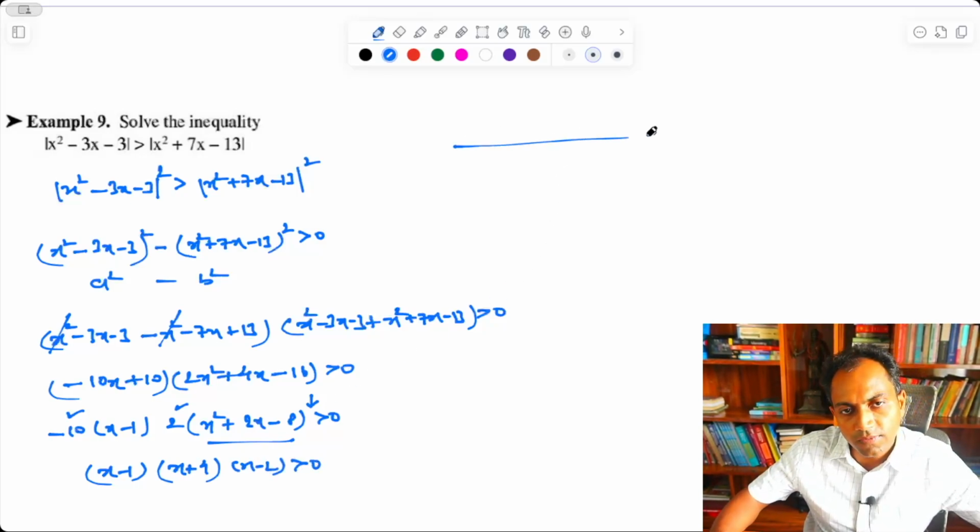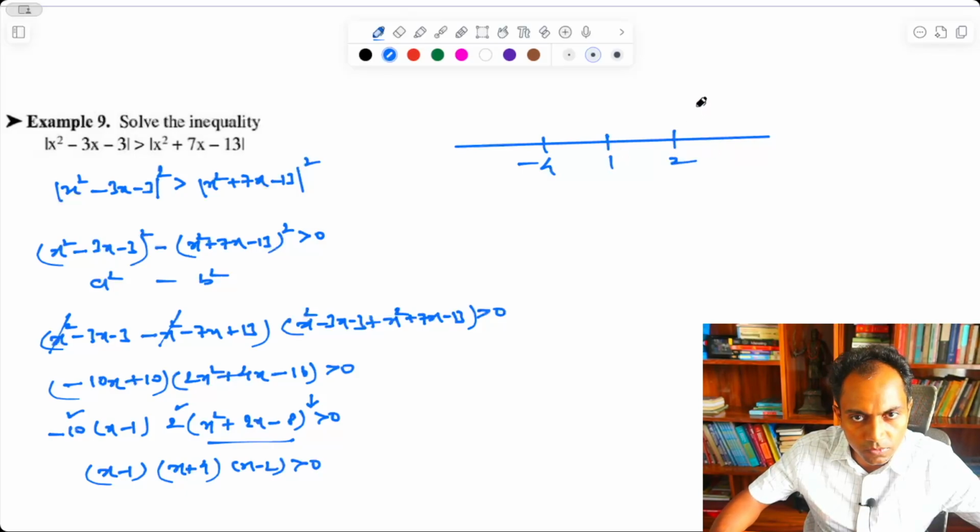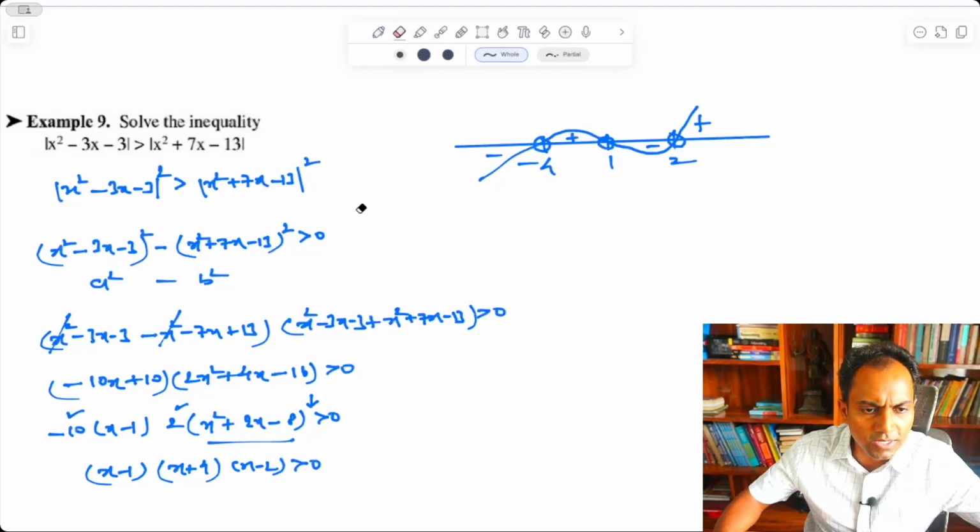Now we can draw the wavy curve. It is a simple question after this. So what you have got is points minus 4, one point would be 1, another would be 2. A simple wavy curve would suffice. Plus, minus, plus, minus. Since there is inequality sign, all these points would be open. We are looking for values. There is a mistake that we did here. It should be smaller than 0.